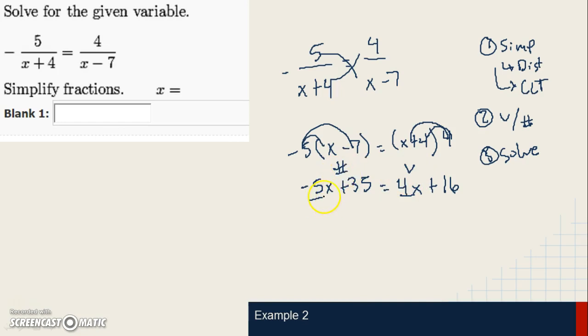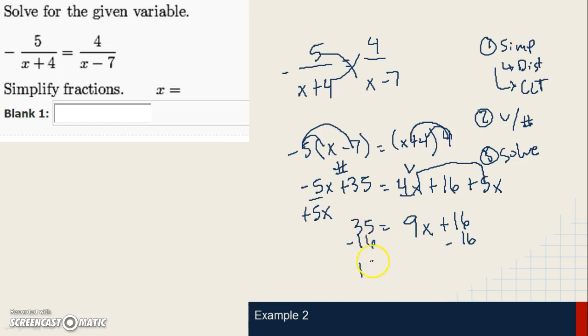Now I'm going to start by eliminating the variable on the number side. So I'm going to add 5x to both sides. On the left side of the equation, I now have 35 equals, and I can combine like terms here. 4x plus 5x is 9x plus 16. Now this is a two-step equation. First step is I'm going to subtract 16 from both sides, and what I get here is 19 equals 9x.